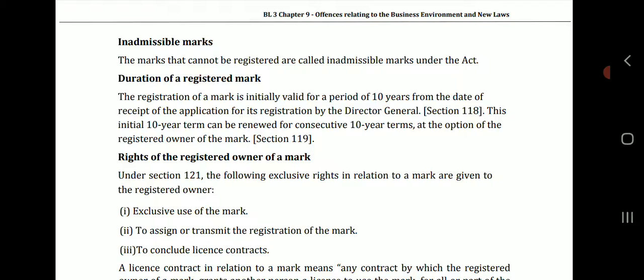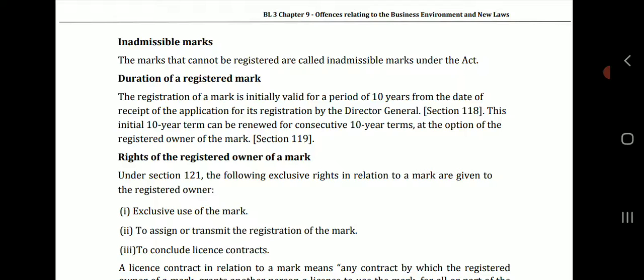It depends. Once you bring a logo, the Intellectual Property Office, the IPO, will look into it. They will examine it, research it, and come back with a decision. If it is an inadmissible mark, you cannot register it. It's against the law. Please come back with another logo design for your company.